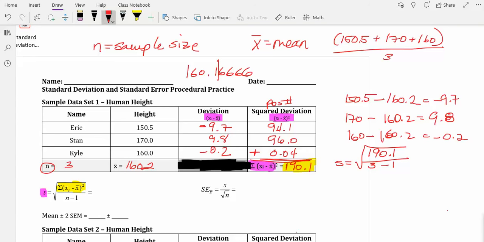Also, I want to point out that when you're putting this on your calculator, it automatically does order of operations a little differently. The way you should enter this in your calculator is square root symbol, open parentheses, 190.1 divided by 2, close parentheses. Because otherwise, it's going to take the square root of 190.1, and then it's going to do the rest of the math.